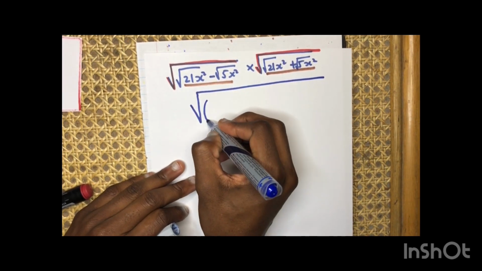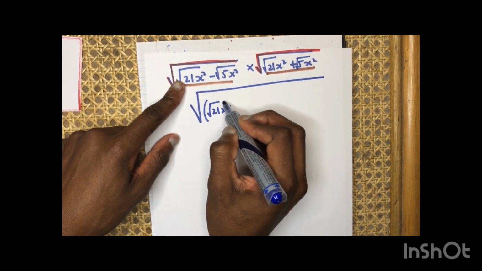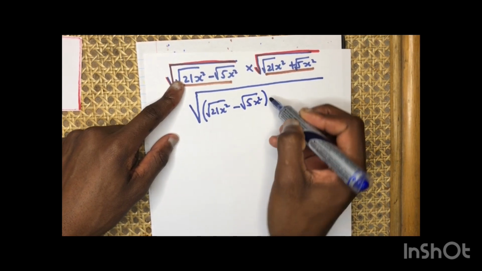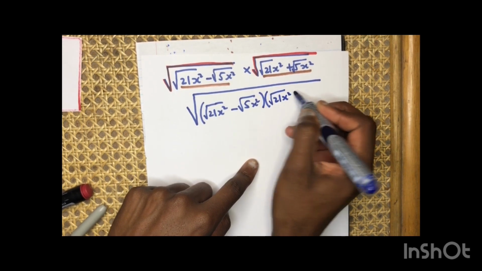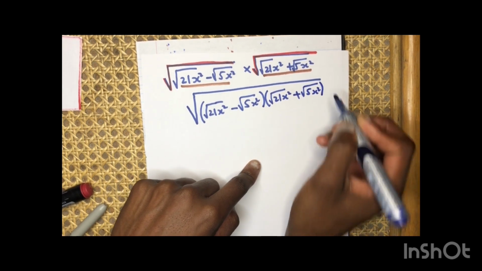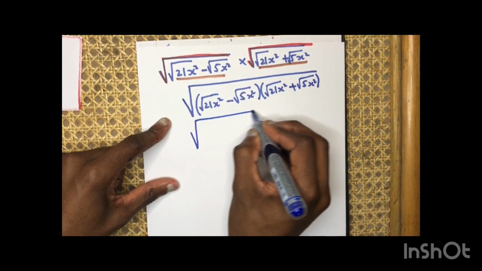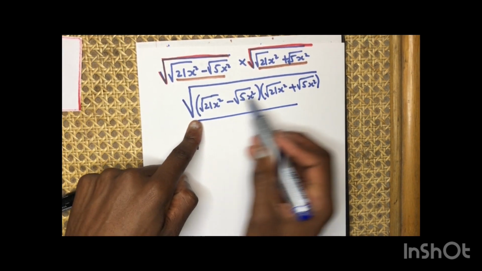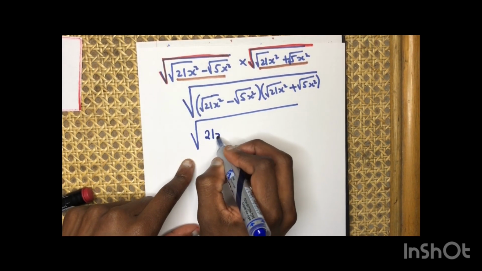So I'm going to open the two sets of brackets. Then I have root 21x squared minus root 5x squared. Close the brackets, then open another one. Then you have root 21x squared plus root 5x squared. Then you close the brackets. Now it's easy like eating a pie. So I'm going to say root 21x squared times root 21x squared. So I'm going to get 21x squared.